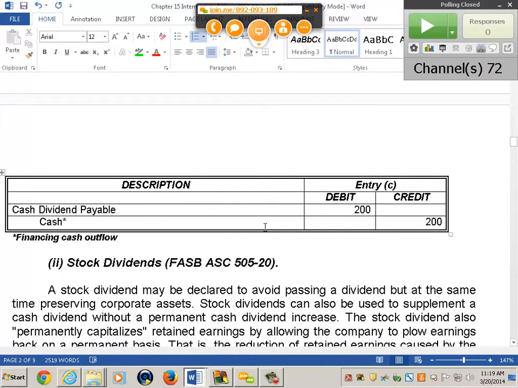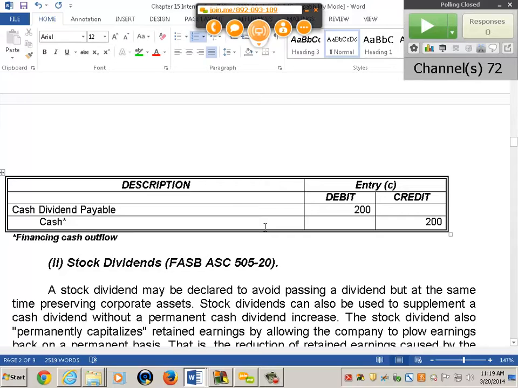So the only entries, and again, this is the ex-dividend date and the date of record, are going to be handled by transfer agents, registrar. Doesn't affect our debits and credits. The only effects that we need to worry about are the date of declaration and the date of payment. So sort of back to basic accounting.